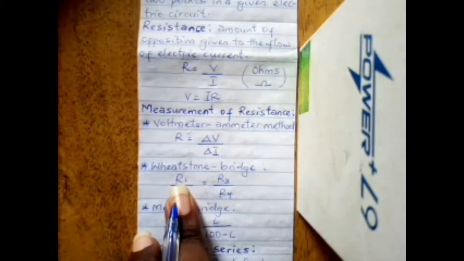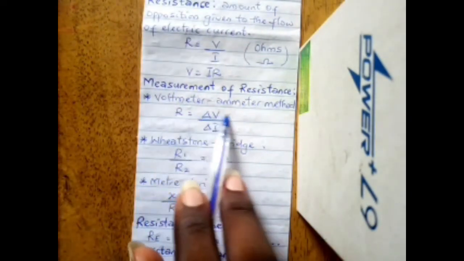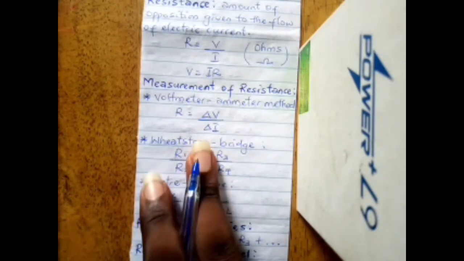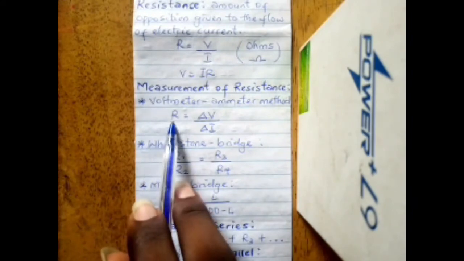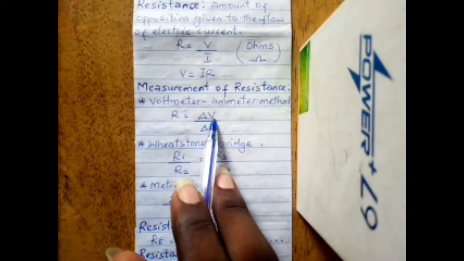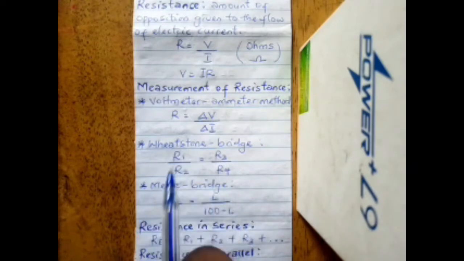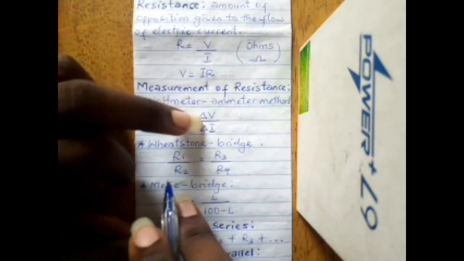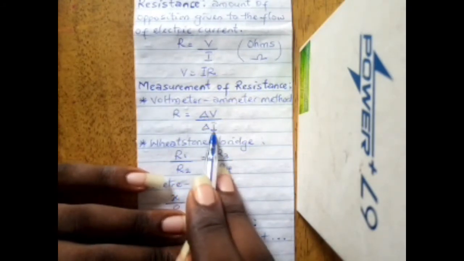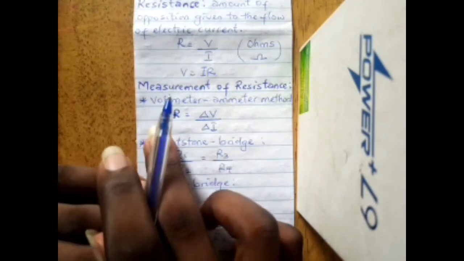So we have various forms of measuring resistance. We have the voltmeter-ammeter method, from a simple practical which was carried out by Ohm. It was able to show that the resistance was a constant when the ratio of the change in voltage to the change in current gives us a constant R, which is referred to as the resistance.